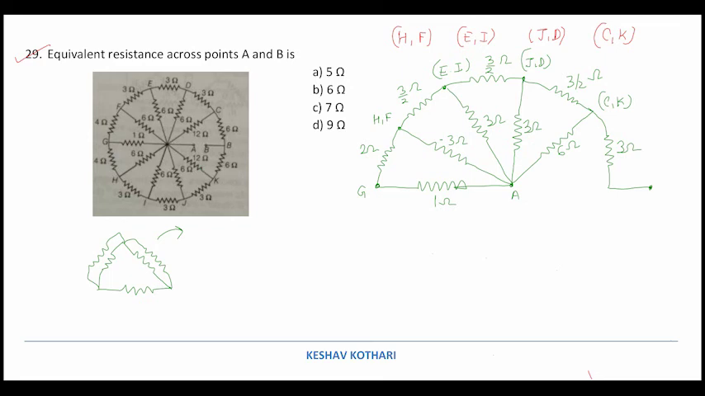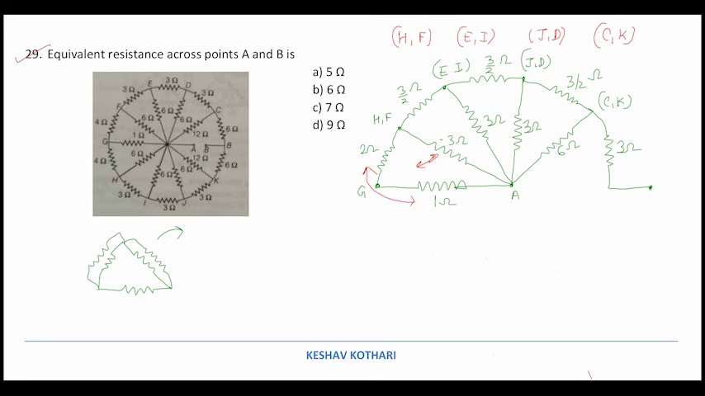We say that these two are in series with each other, which will give us 3, and this 3 and 3 in parallel will give us 3 by 2. Again this 3 by 2 and 3 by 2 will combine to make 3, which in parallel with 3 becomes 3 by 2. So again 3 by 2 and 3 by 2 will make it 3, which in combination with 3 will give us 3 by 2.